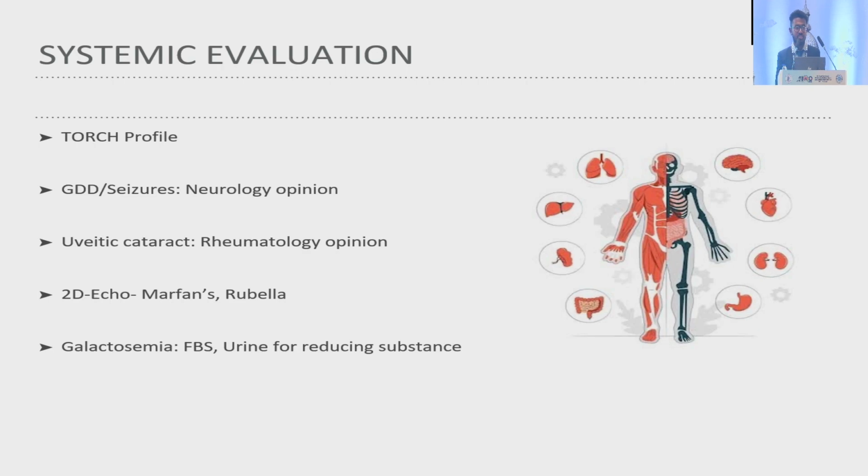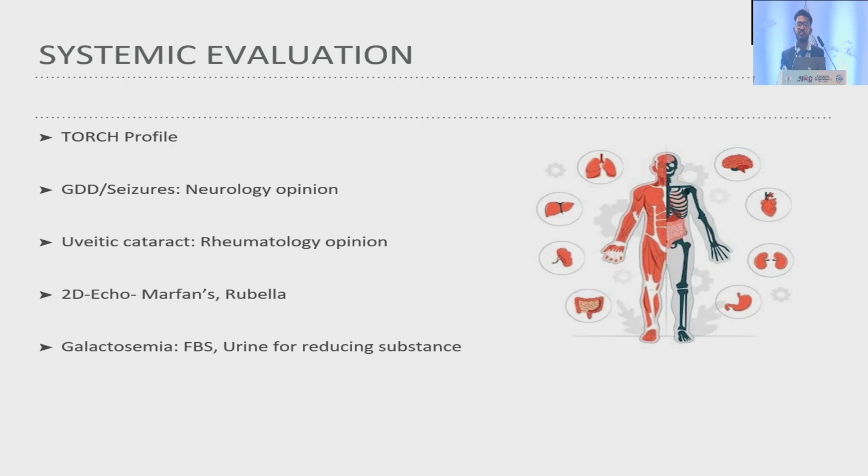If during our examination we find a non-dilating pupil or posterior synechiae or any such feature which suggests a uveitic cataract, then we have to seek a rheumatology opinion. If the patient has features of Marfan syndrome or a rubella cataract, then a 2D echo has to take place. And finally, if the morphology of the cataract is something like an oil droplet, which we find in galactosemia, the fasting blood sugars and urine for reducing substances have to be sent.